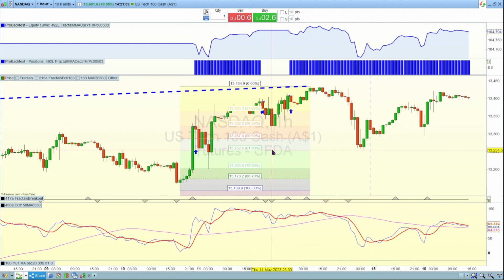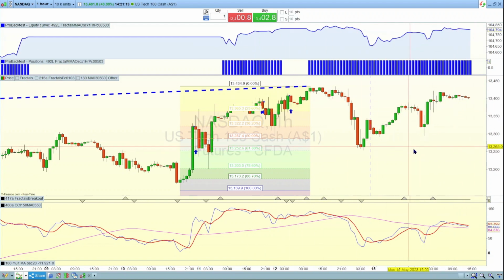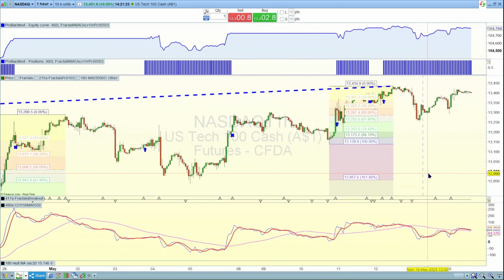Again, they don't always bounce off the 61%. It might be any one of the Fibonacci levels, but 61 is a key level to look out for. If this comes back and breaks below this 61% especially, then you're going to probably see a more bearish outlook for the NASDAQ.